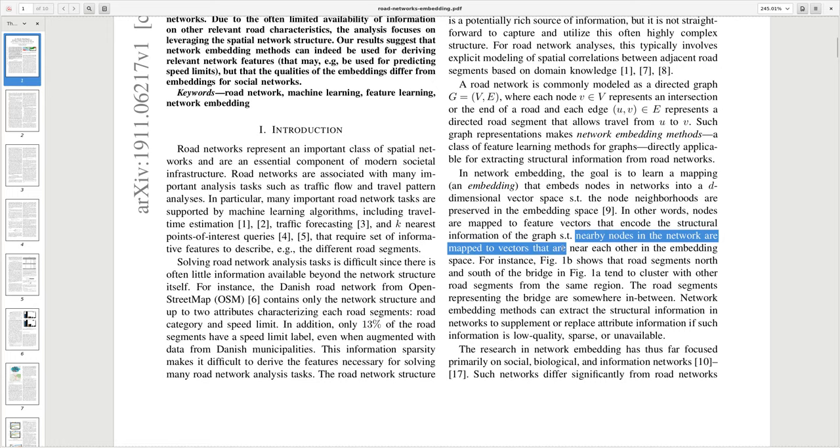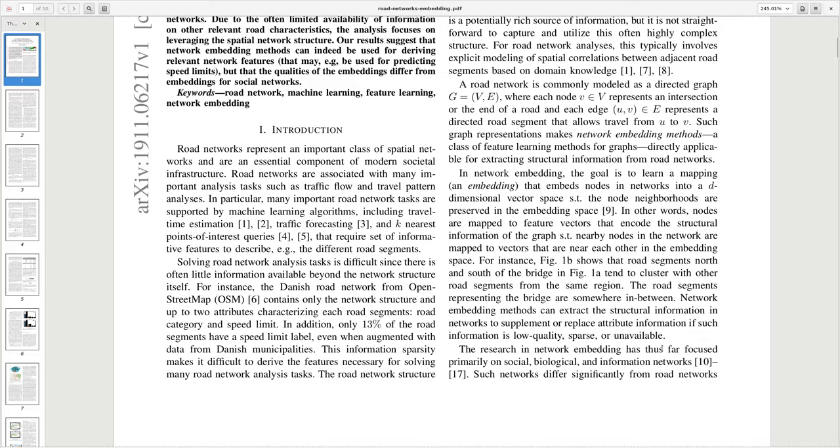For instance, Figure 1 shows that the road segments north and south of the bridge tend to cluster with other road segments from the same region. The road segments representing the bridge are somewhere in between. The network embedding methods can extract the structural information in the networks to supplement or replace attribute information if such information is low quality, sparse, or unavailable.